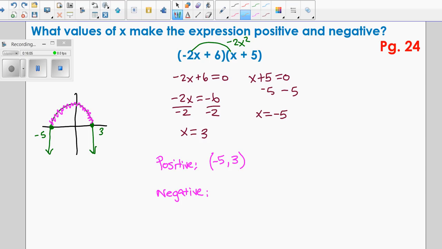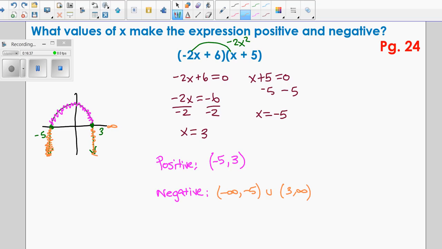Alright, it is negative from the x value of negative infinity all the way to the x value of negative 5. It stops. So from the x value of negative infinity to the x value of negative 5. And then union, because there's another one, starting at the x value of 3, going to the x value of positive infinity. So from 3 to positive infinity. So positive in one place, this one interval, and then negative here, and then negative here as well.